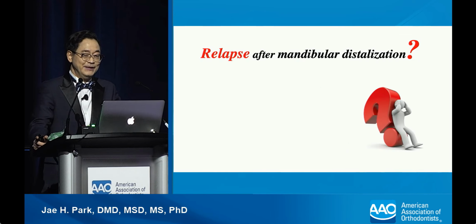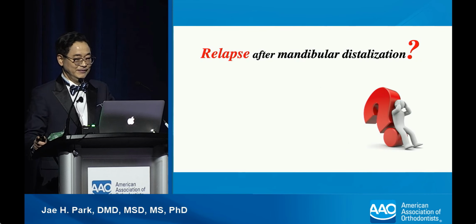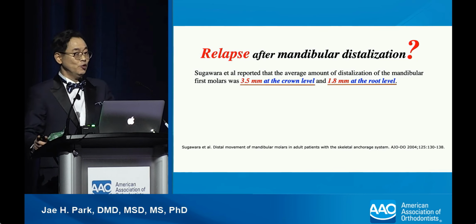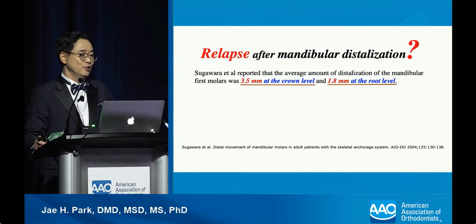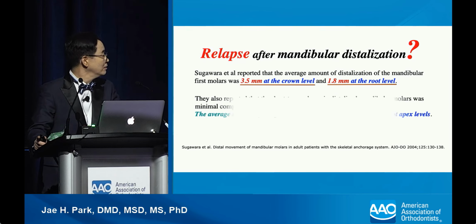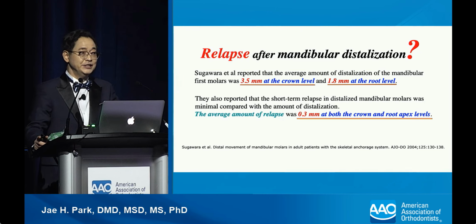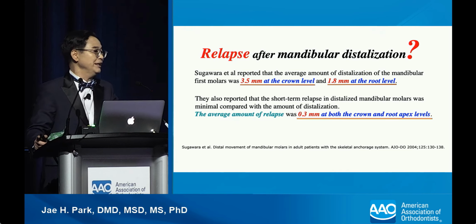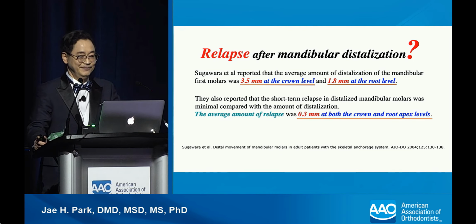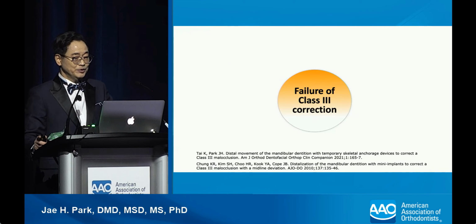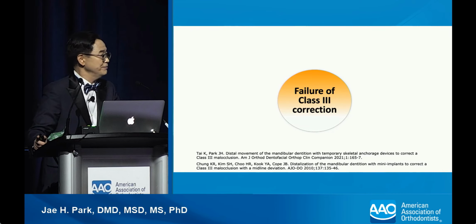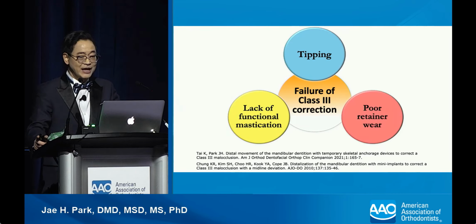What about relapse after mandibular distalization? As you see here in Chung's study, during distalization of lower molars, tip back of the lower molars was observed. One year post-treatment, relapse in distalized lower molars was 0.53 millimeters at both crown and root apex levels. After correction of class 3, relapse was noted when molar distalization was accomplished mainly by tipping, lack of functional mastication, and poor retainer wear.